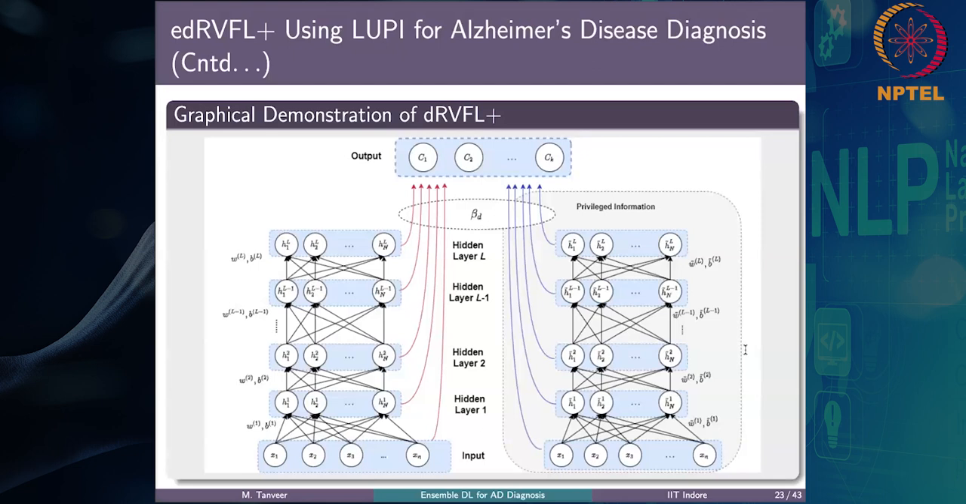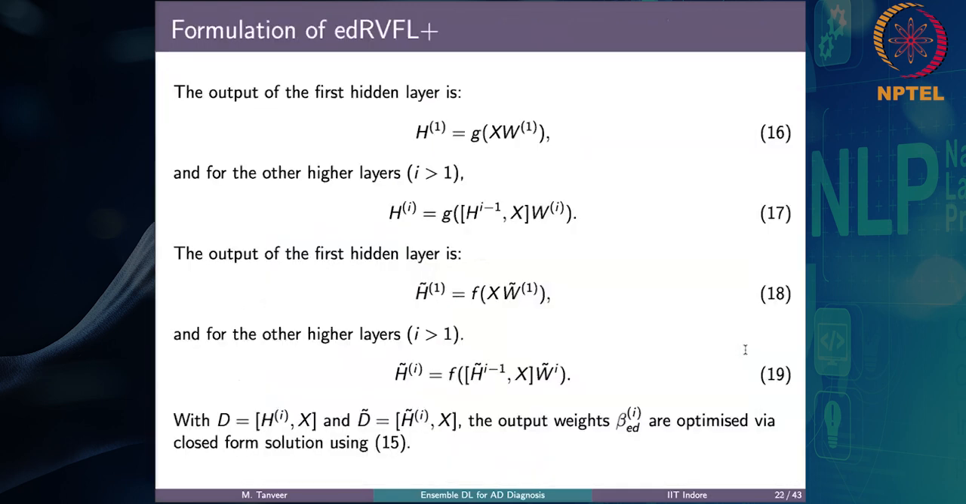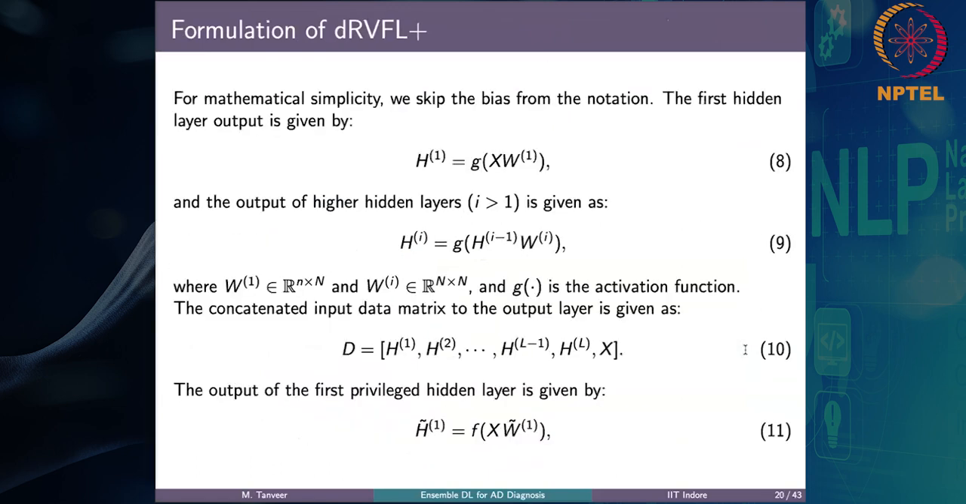And the output of the first layer, we can see here in equation 8, is H1 equal to G(X W1), and for higher layers we have Hi equal to G(H_{i-1} Wi), where W1 and so on up to Wi, and G is the activation function. And we can concatenate the input data matrix to the output layers and represent it as D.